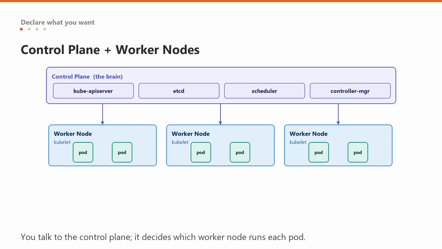Its key pieces: the API server, the front door you talk to, the database that stores the whole cluster's state, the scheduler which decides which machine each container runs on, and the controller manager which drives everything toward the desired state. The other machines are worker nodes where your containers actually run. Each worker runs an agent called the kubelet, which talks to the control plane and manages the containers on that node. You declare what you want. The control plane figures out how.